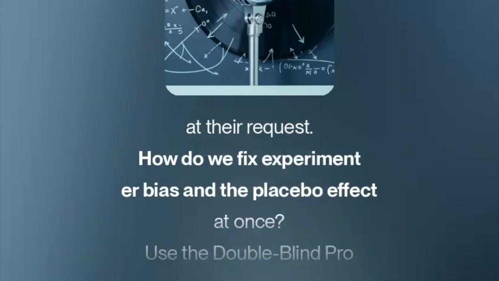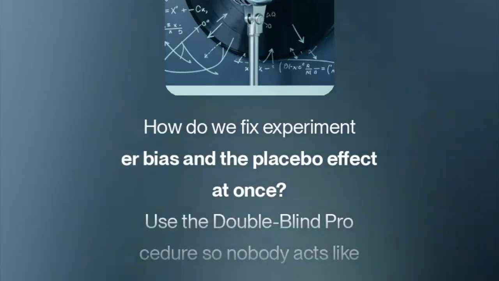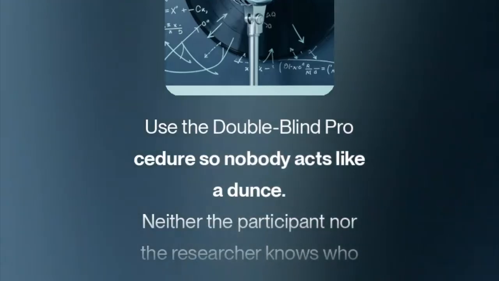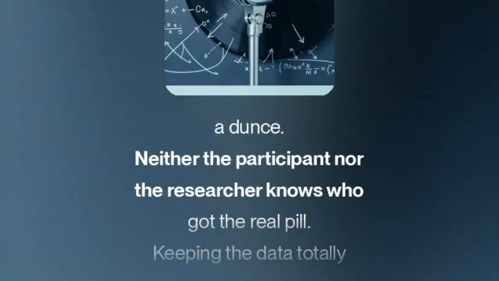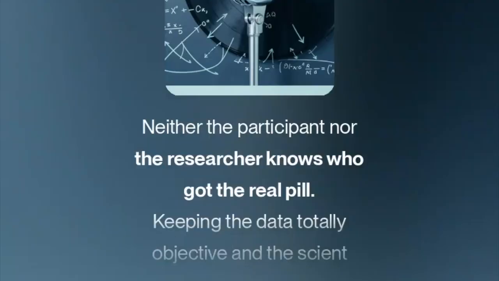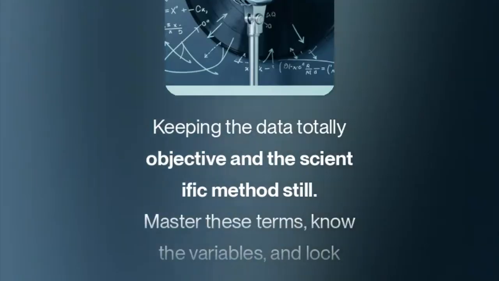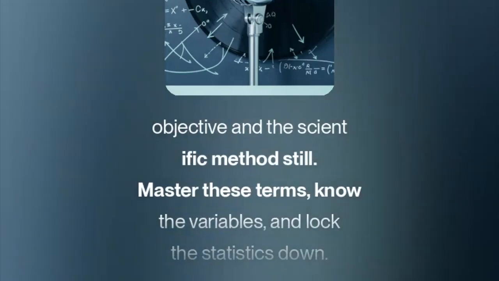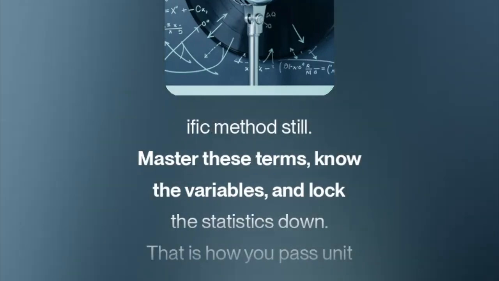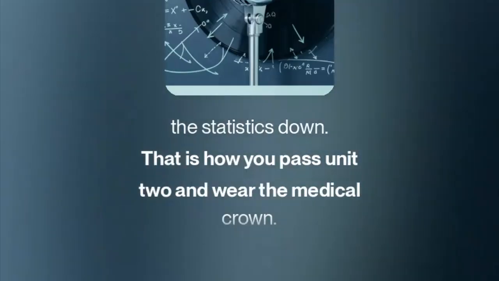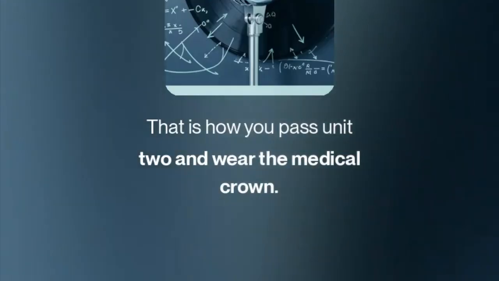How do we fix experimenter bias and the placebo effect at once? Use the double-blind procedure so nobody acts like a dunce. Neither the participant nor the researcher knows who got the real pill, keeping the data totally objective in the scientific method still. Master these terms, know the variables, and lock the statistics down. That is how you pass Unit 2 and wear the medical crown.